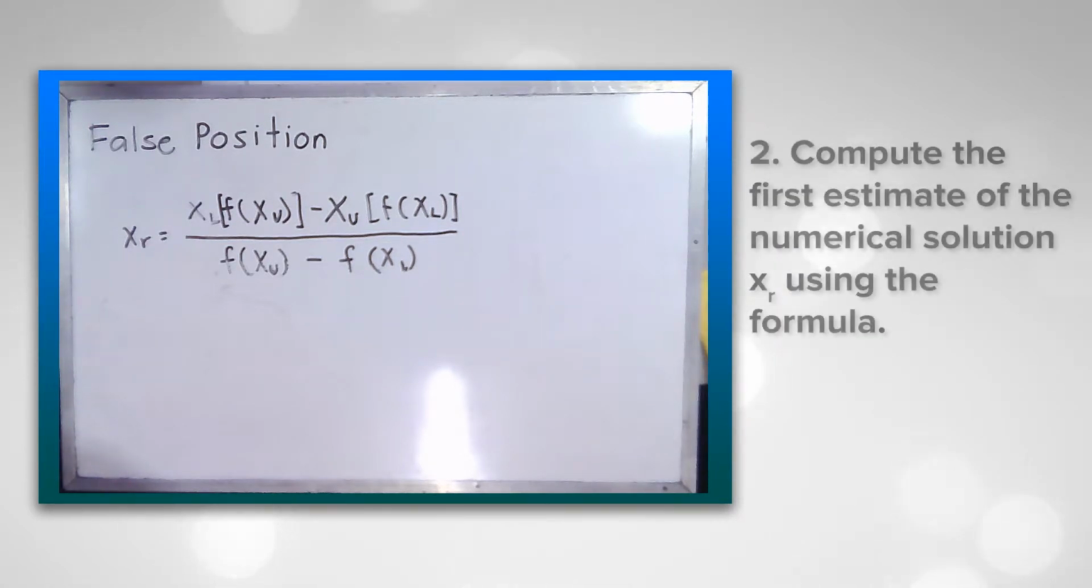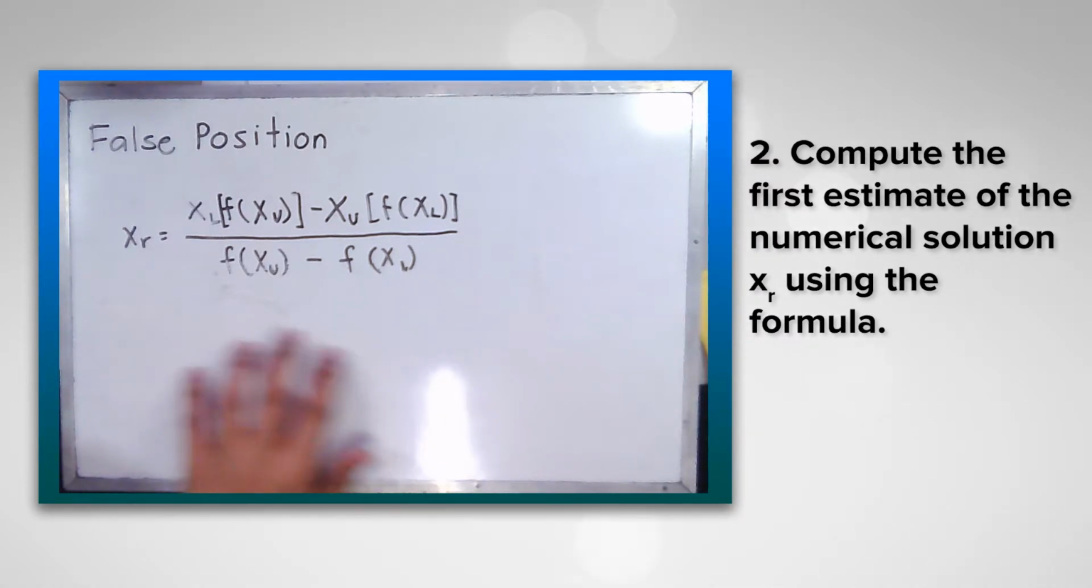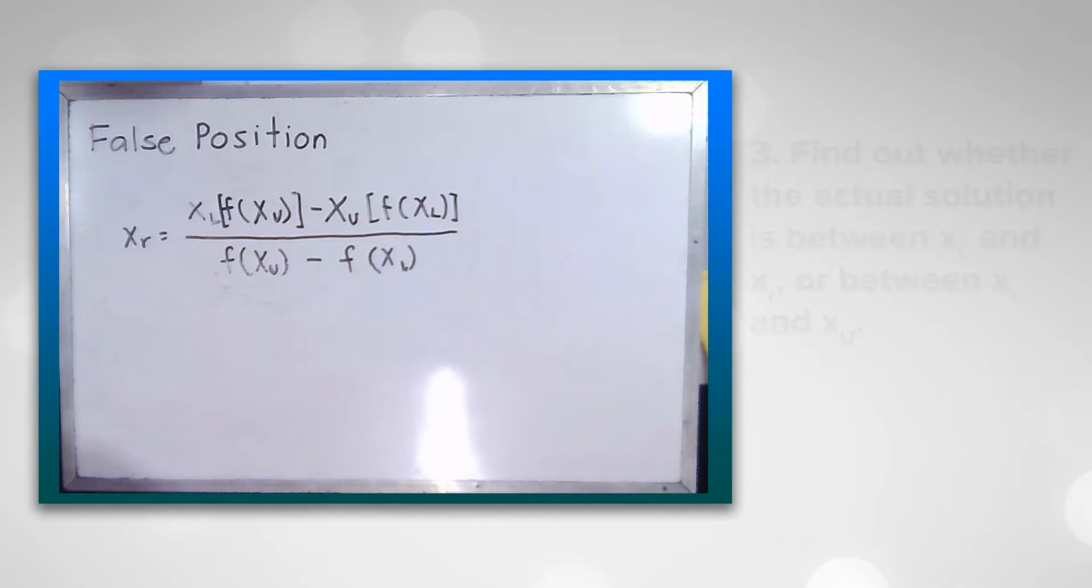Step 2, compute the first estimate of the numerical solution x sub r using the formula you see on screen. X sub r is equal to x sub l times f of x sub u minus x sub u times f of x sub l, over f of x sub u minus f of x sub l.